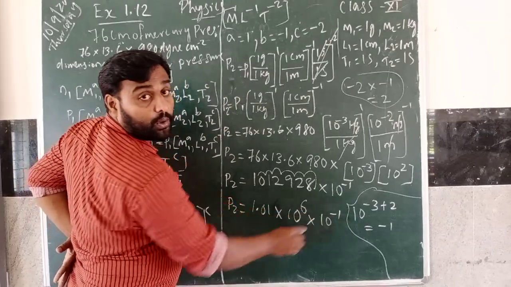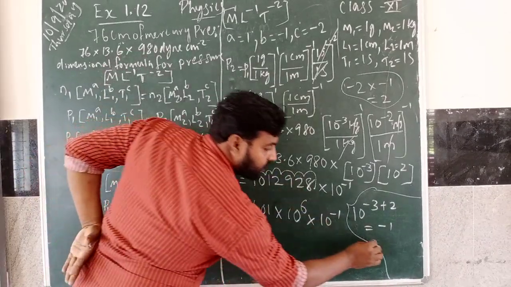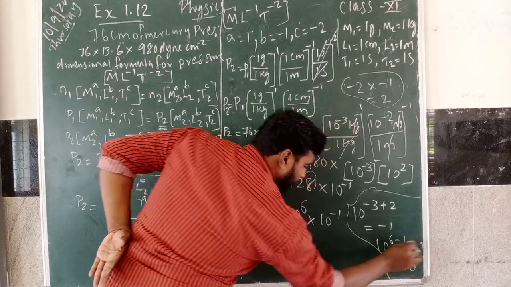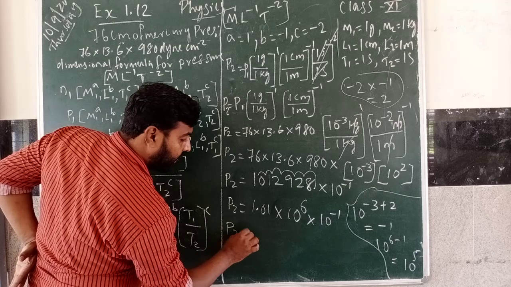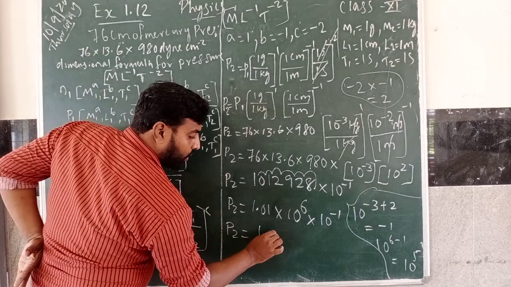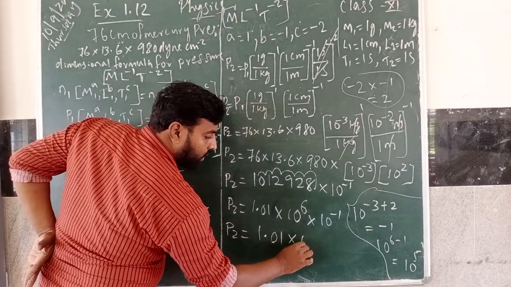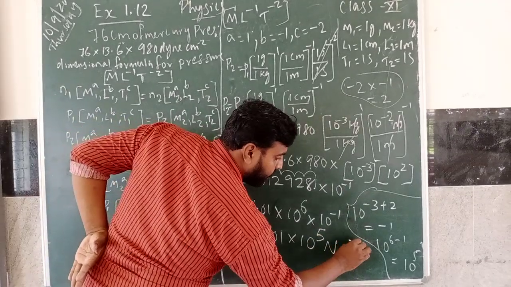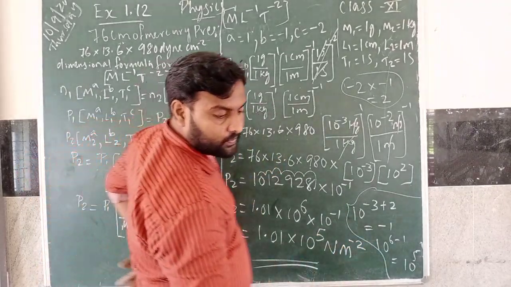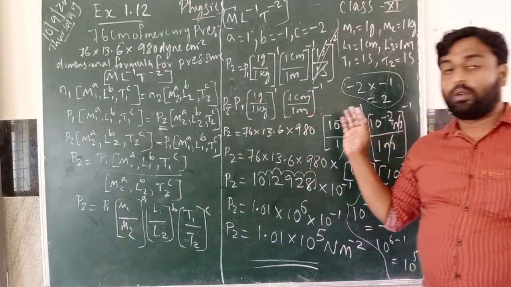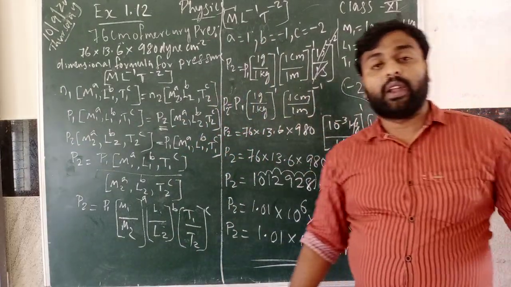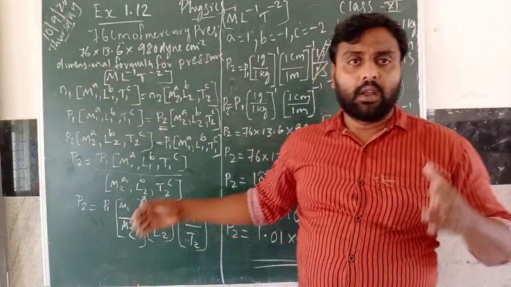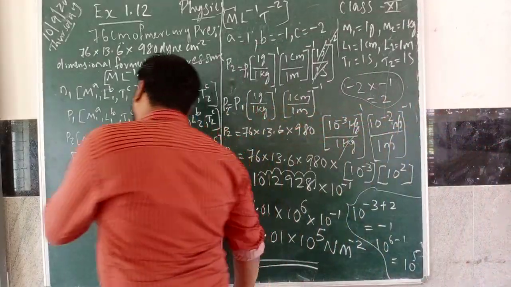Now 6 minus 1 is what? 5. So 10 to the power 6 minus 1 is 10 to the power 5. So you will get P2 is equal to 1.01 into 10 to the power 5 Newton per meter squared. This is example 1.12. Very important 5 mark question. You have to practice it. One more time I will tell you.